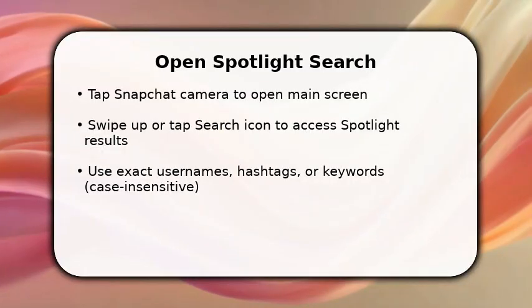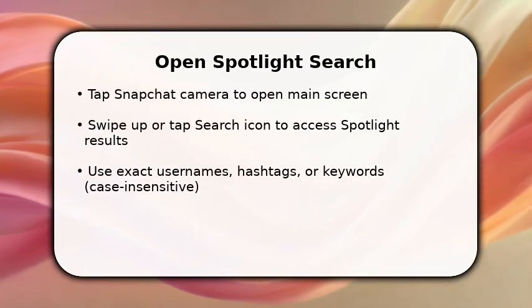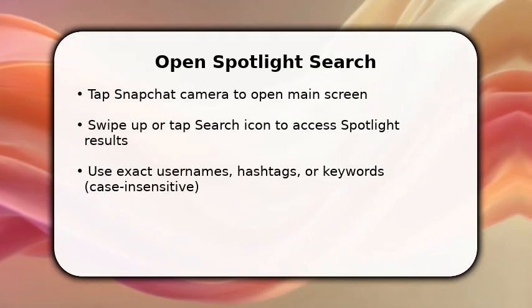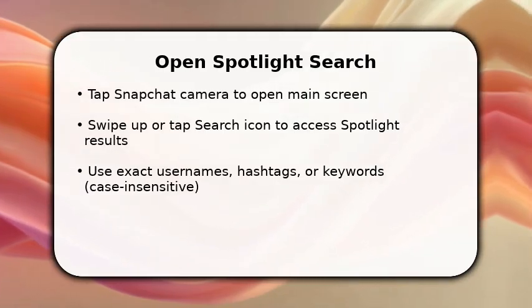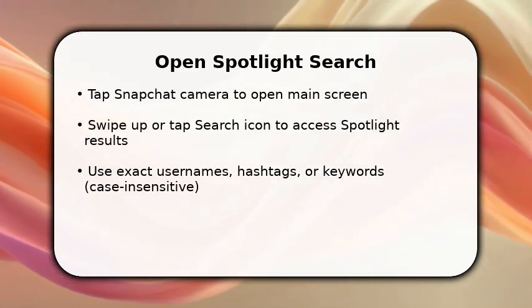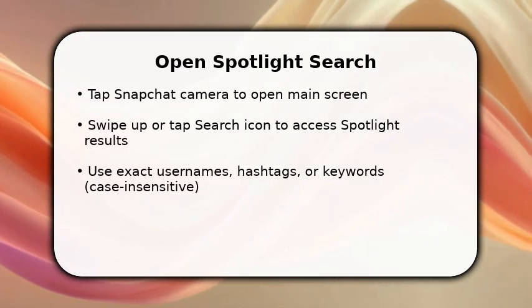You start by opening Snapchat and getting straight into the camera view. This is where Spotlight lives. Tap the search icon at the top or simply swipe down to reveal Spotlight search. Type a clear keyword, username, or hashtag. Be specific so Snapchat can match the right clips.